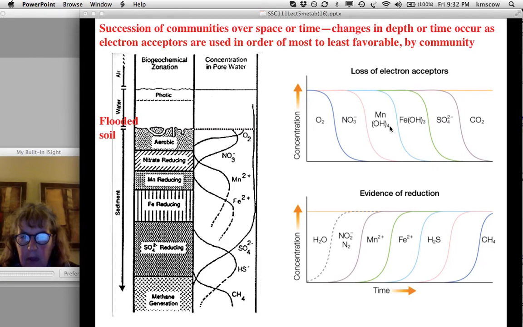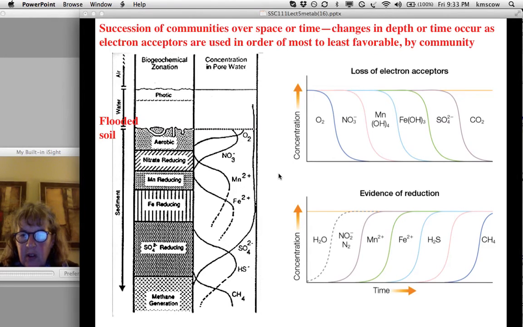And remember, we can measure the parent compound or the product when we're looking at processes. So you can see there's a succession of decreasingly favorable electron acceptors for the same electron donor with depth, so over space, but also over time. You see the same succession in the same place, but over time.